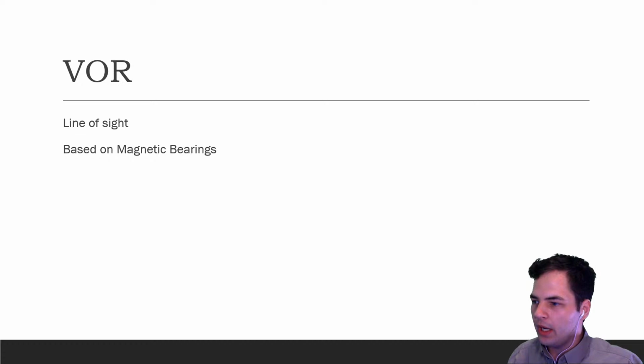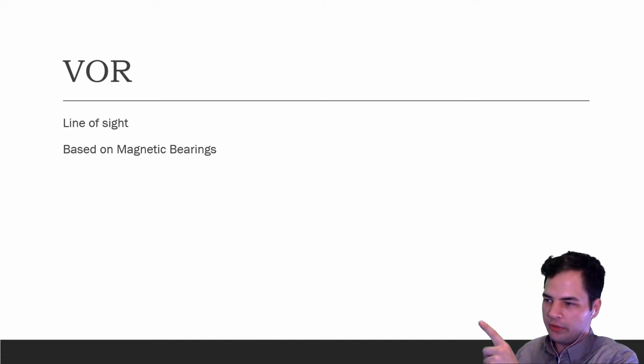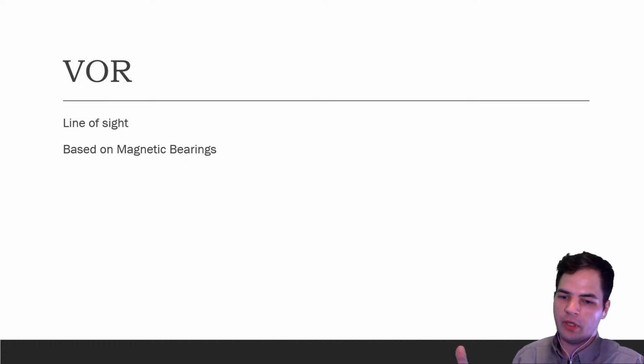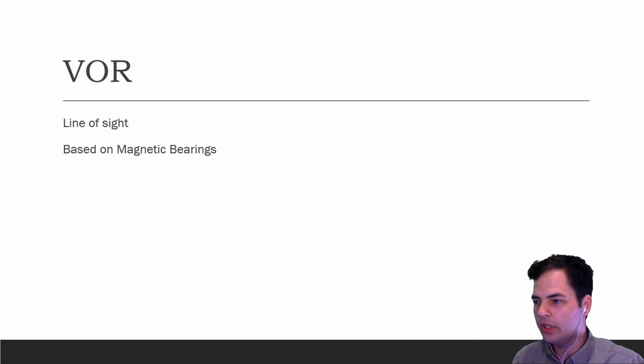So that's really important. Another thing is it's based on magnetic bearings. Most GPS-based systems would do distances, right? So I'm a mile off course, I'm 2 miles off course. VOR is all based on angles. And that's really the key difference on how you would operate a VOR. Other than that, the indicator's pretty much the same.